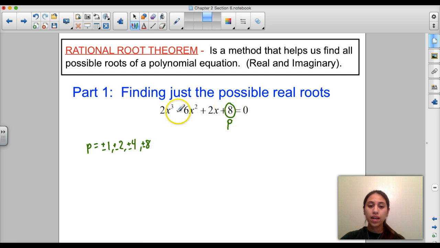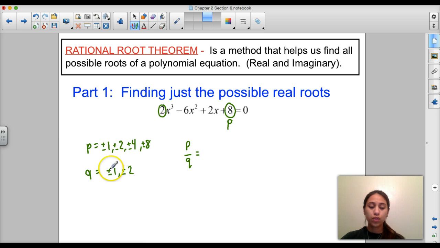Okay, next, the leading coefficient, which is this value here next to the leading term, is going to be the Q. So these are your P's and Q's. We'll do the same thing. Factors of 2 are numbers that divide evenly into 2, which is just plus or minus 1, plus or minus 2. Next, to find the possible roots, we'll take P divided by Q.